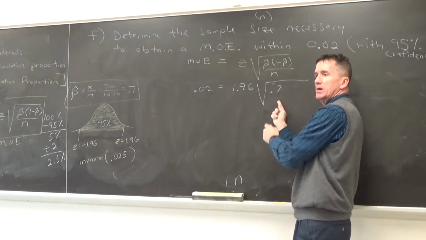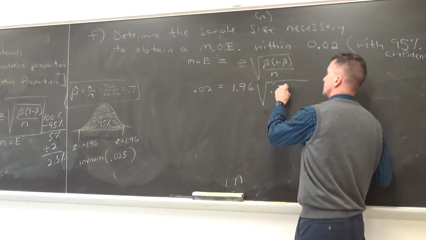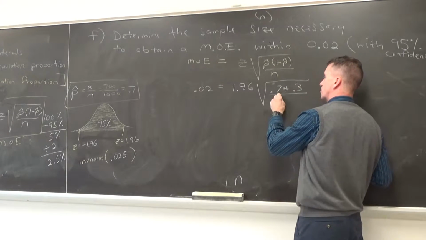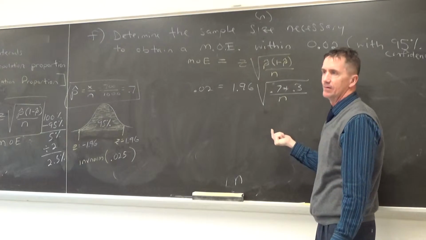But here we have one. What did we get earlier? 0.7. So we use that. This is q hat, 0.3. And look, everyone, I'm going to put it in yellow. What's our variable? In algebra, they call it the unknown.